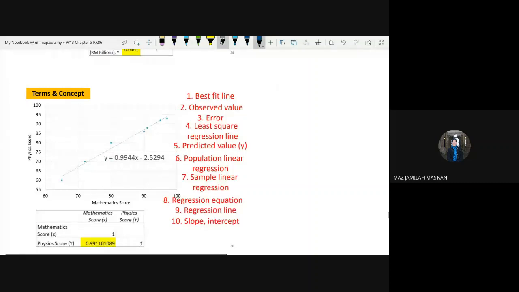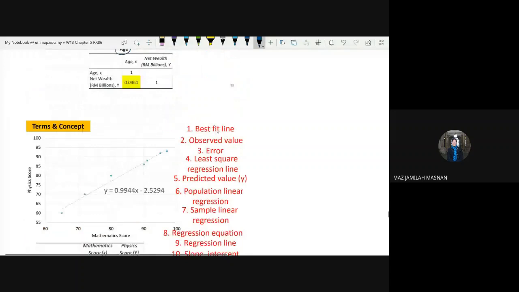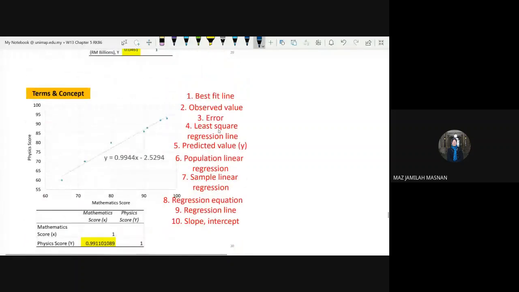Before we stop, there are a few terms. I believe these terms can be found in your textbook, and they also bring some meaning to your understanding. So I hope whenever you see these particular terms, you know what they refer to. When we say best fit line, what do we mean by best fit line?